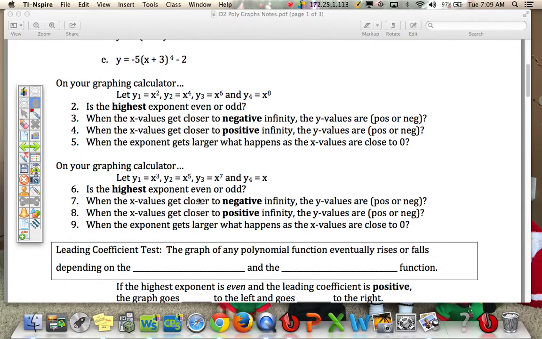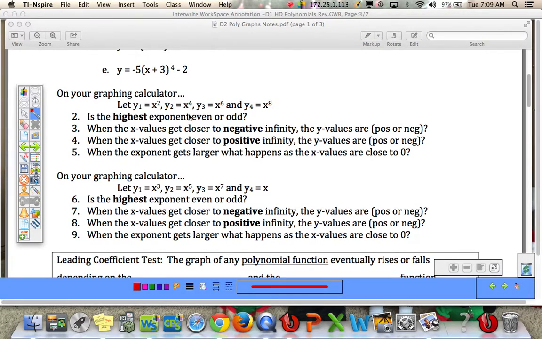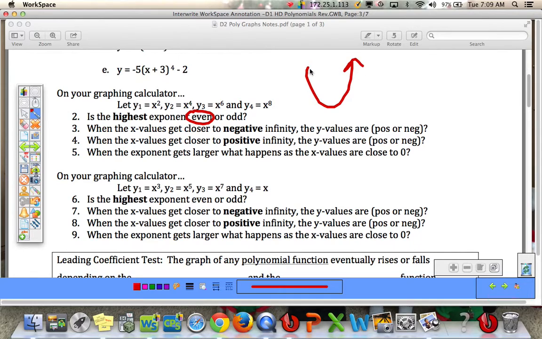Now we're going to fill out this chart right here. So it says, what is the highest exponent, even or odd? So these ones were even. As the x values get closer to negative infinity, are the y values positive or negative? So this is left-hand and right-hand behavior. Here's an even function right here. As the x values get closer to negative infinity, what that means is the left-hand behavior, as you're going to the left here, our values are increasing or positive. As we go to positive infinity to the right-hand side, is our graph increasing or decreasing? It's going up, it's positive. And then as the exponent gets larger, what happens? The x value close to 0 flattens out.